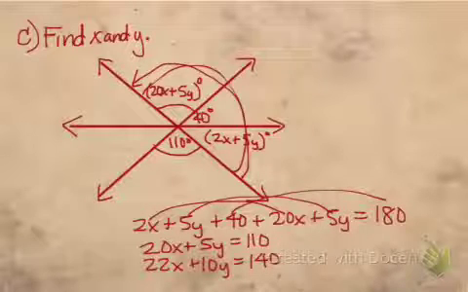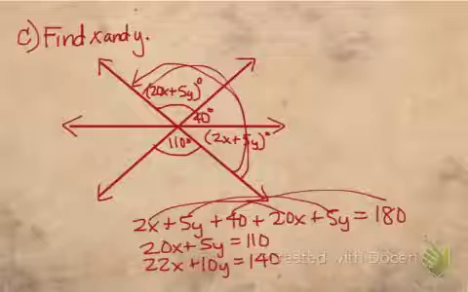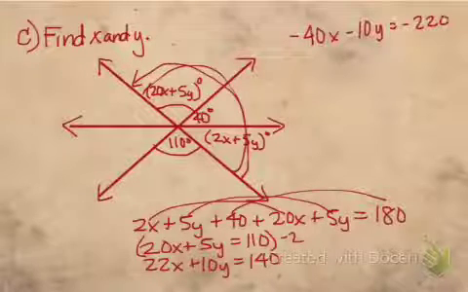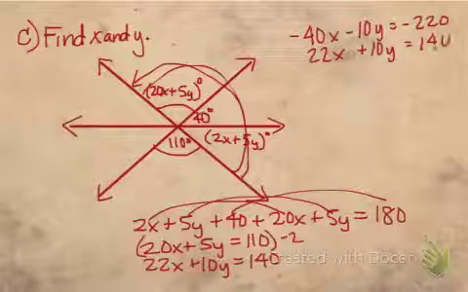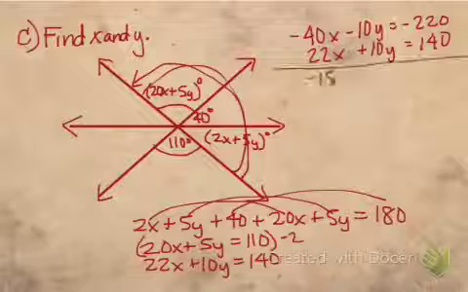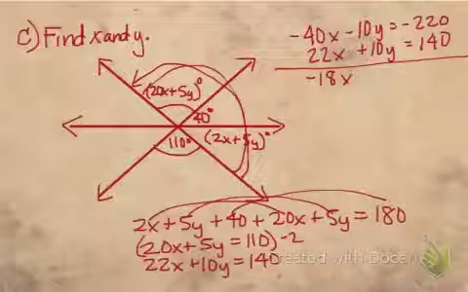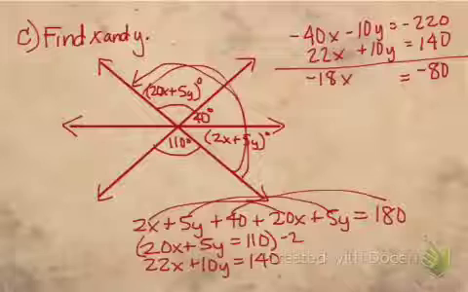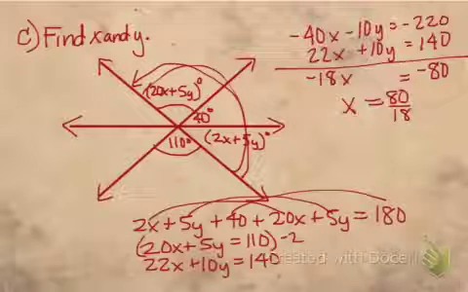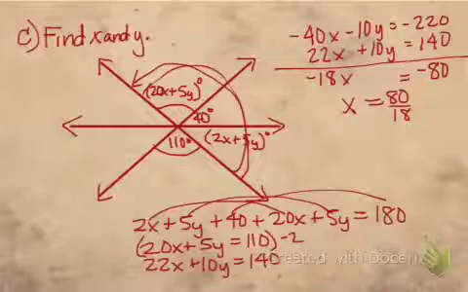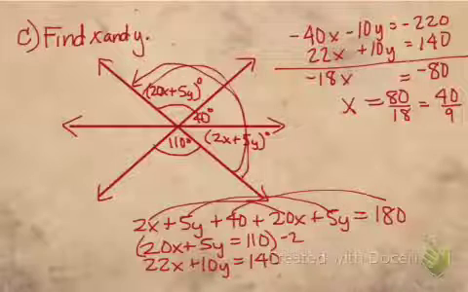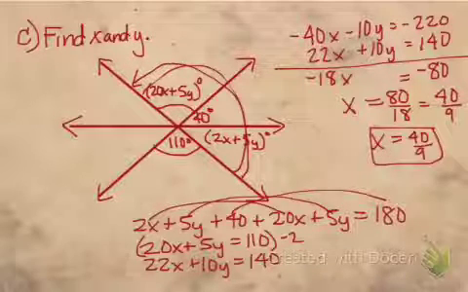From here, I can see that I have one system of two equations. And so I'm going to try and multiply the top by negative 2. So I get negative 40x minus 10y equals negative 220, and on the bottom I have 22x plus 10y equals 140. So when I add them together, I get negative 18x equals negative 80. So x is going to equal 80 over 18, or 40 over 9. So x equals 40 over 9.